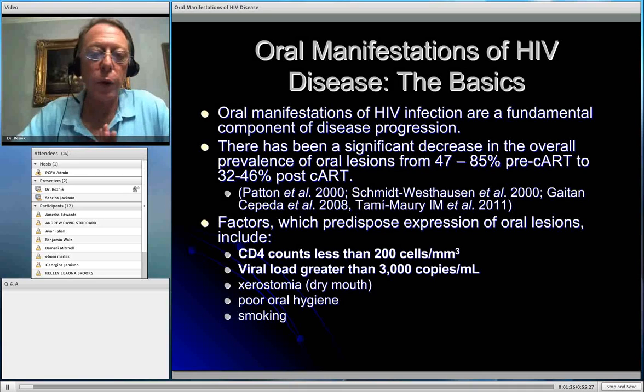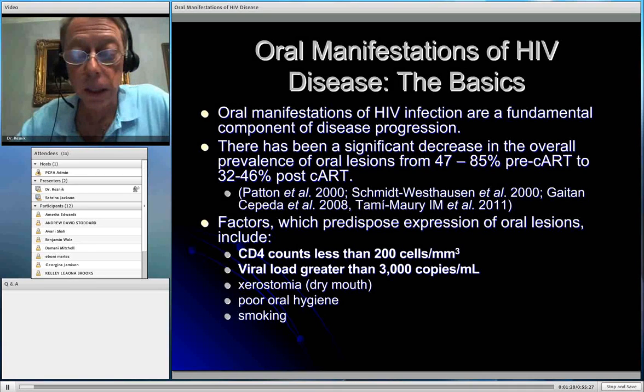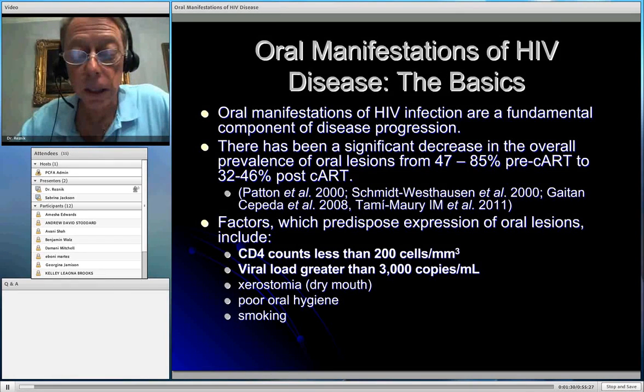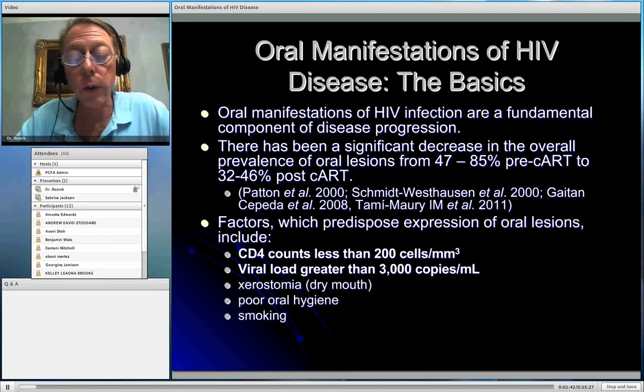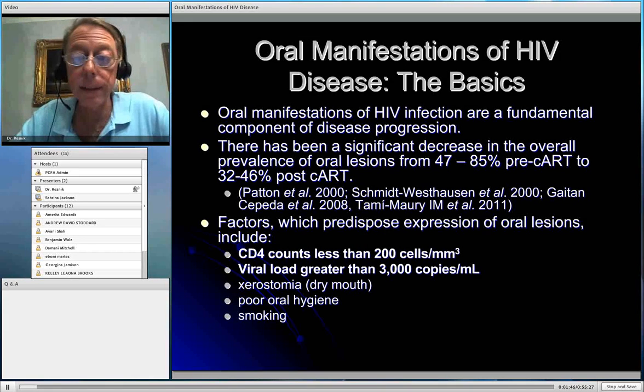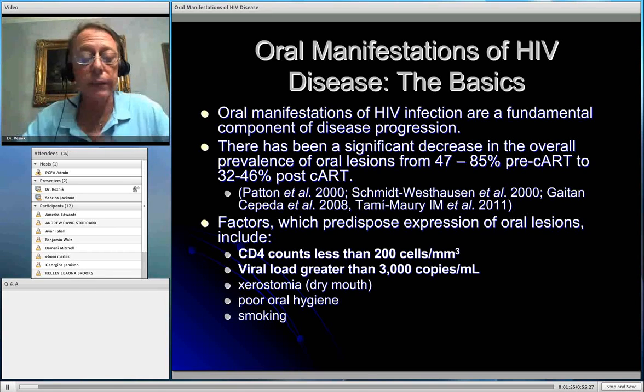So let's just go to the basics. At the beginning of this epidemic, almost everybody, up to 90% of people who were infected with HIV or people living with AIDS, would present with an oral lesion during the course of their disease state. That's actually changed quite significantly. There are several studies which I've quoted under there. The latest I'm actually going to talk a little about, the one that was published in 2011.